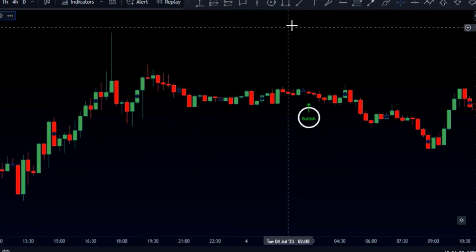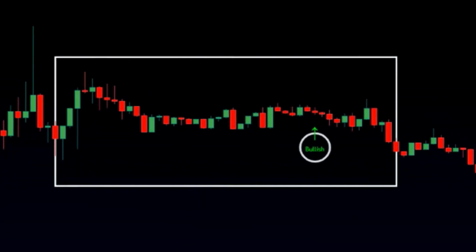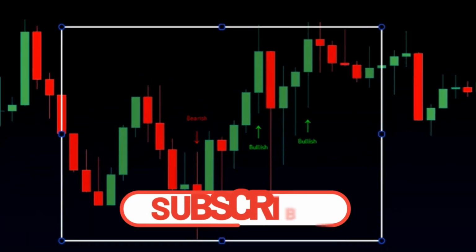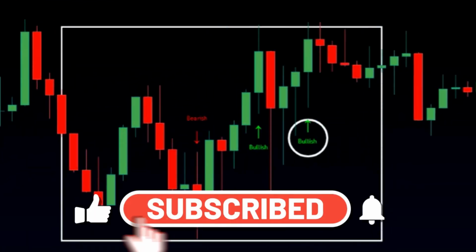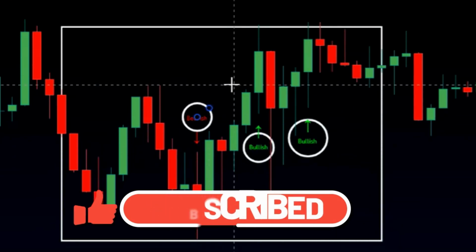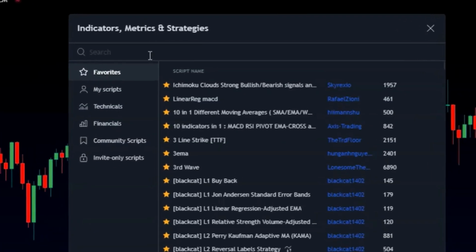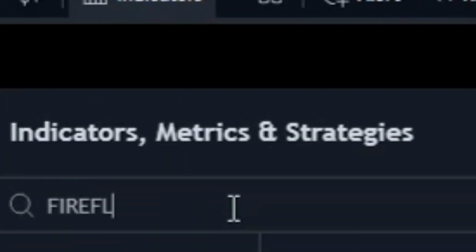But we're not stopping there. We're going to supercharge this indicator by pairing it with a few other tools that will filter out false signals in flat markets, so we only act on the highest probability setups. Here's how we'll utilize the Firefly Oscillator indicator to filter out unwanted signals and focus our attention on high probability opportunities.